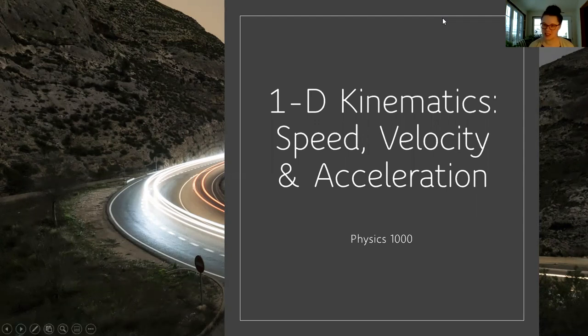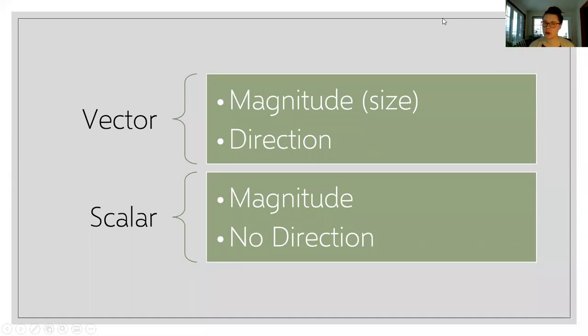We'll also include distance and displacement there. So first of all, just a reminder, vectors. Vectors are any quantity that have magnitude or size and direction, while a scalar quantity has magnitude, but it has no direction. There are going to be some of these terms that are vector terms and some terms are scalar terms. You will need to know which ones are which and why.